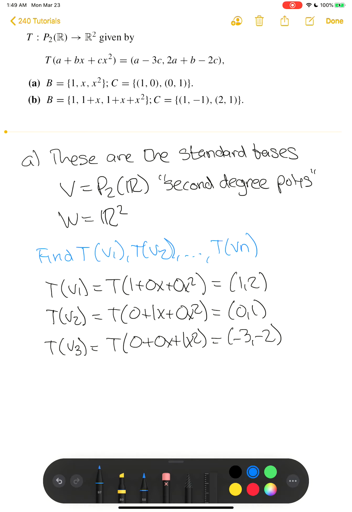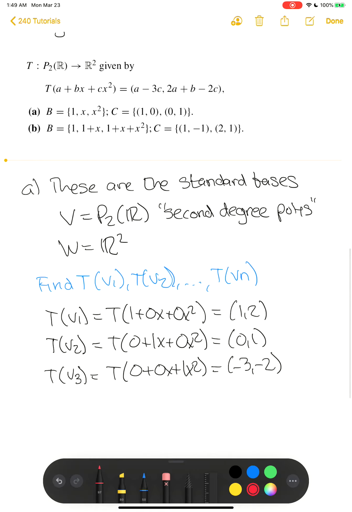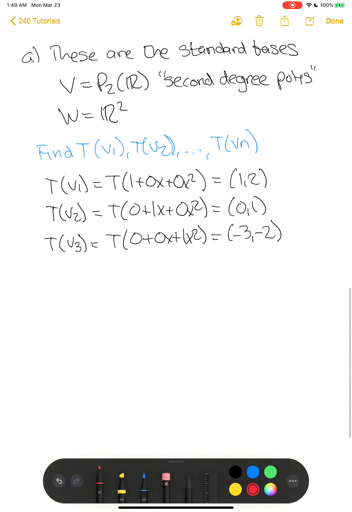Now what we have to do is put these in terms of the basis vectors they give us in C. So put these in terms of C.